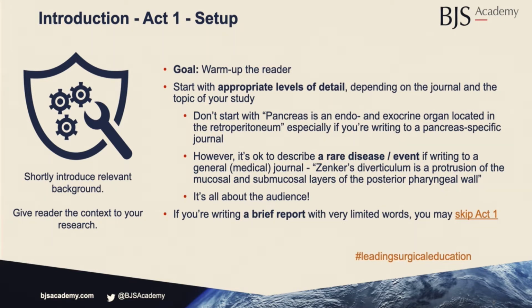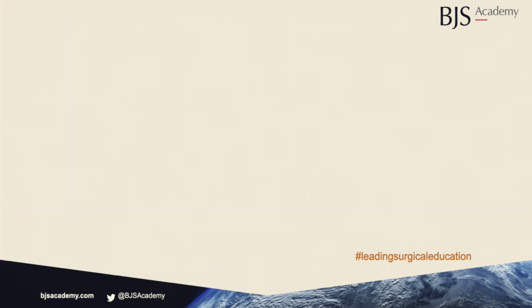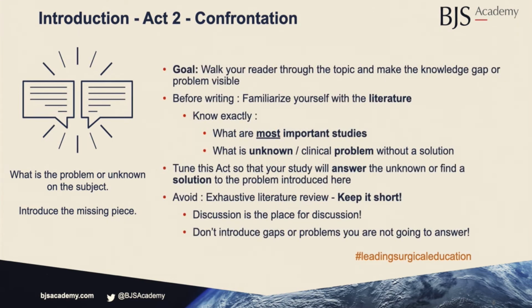For example, a Zenker's diverticulum is a protrusion of the mucosal and submucosal layers of the posterior pharyngeal wall. So it's all about the audience where you are writing this. And BGS is publishing these brief reports with very limited words. So in those cases, you might want to skip the first act and directly start from act two, which is the confrontation. So the goal here is to walk your reader through the topic and make the knowledge gap and the problem visible there.